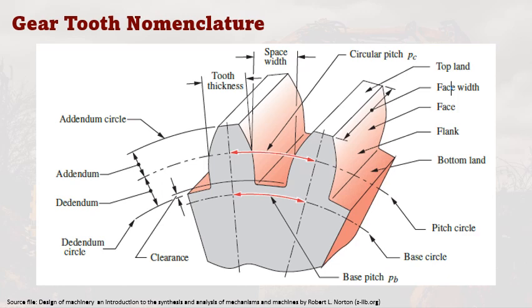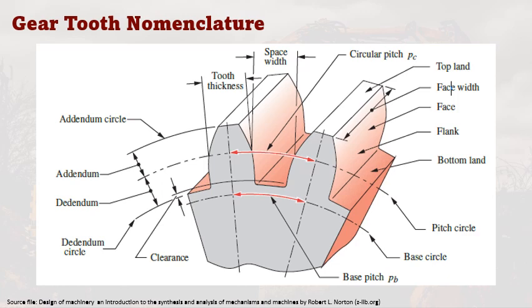The tooth thickness, you can see here, on the other hand, is measured at the pitch circle. Tooth space width is slightly larger than the tooth thickness. The difference between these two dimensions is the backlash. So when you want to compute the backlash, you just subtract the tooth thickness from the tooth space.